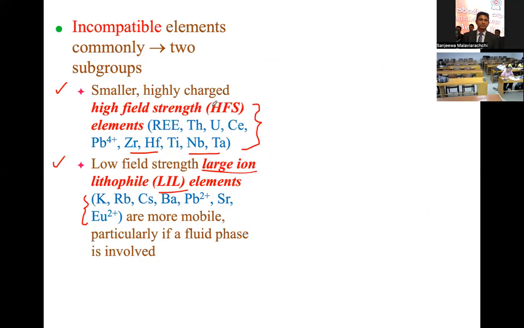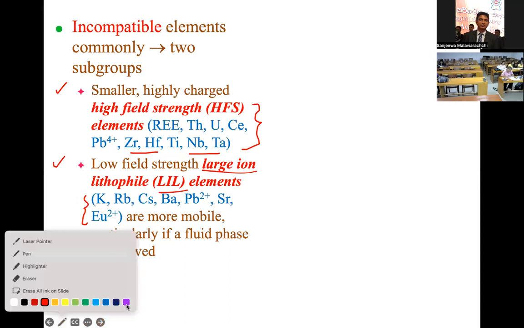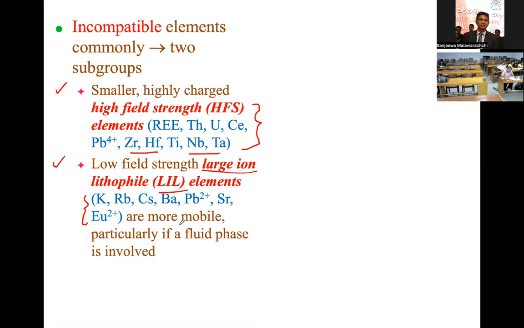Large ion lithophile elements, right? If you compare their geochemical properties, you can understand that these low field strength elements, or large ion lithophile elements, are very mobile. They can move from one system to another easily. But high field strength elements are not easily mobile. They are immobile. We call them immobile. That means they will not easily move from one system to another.